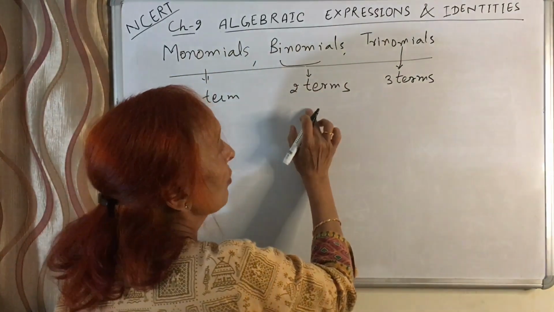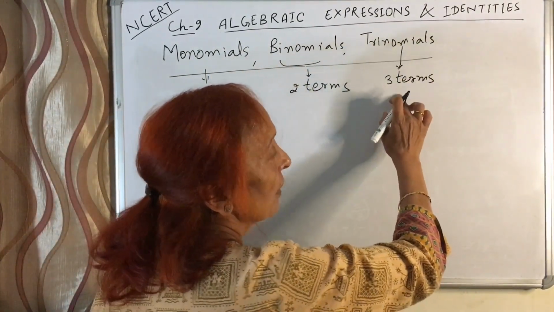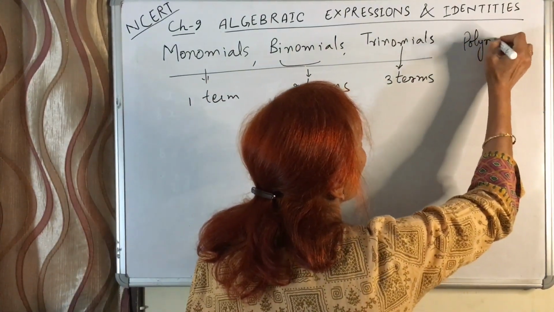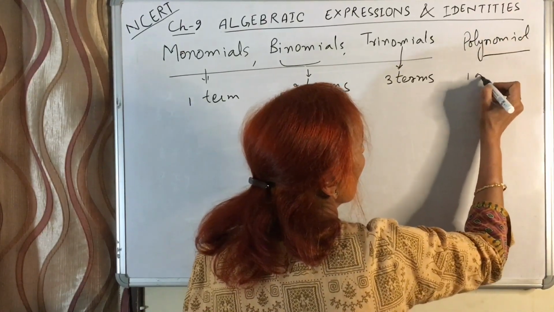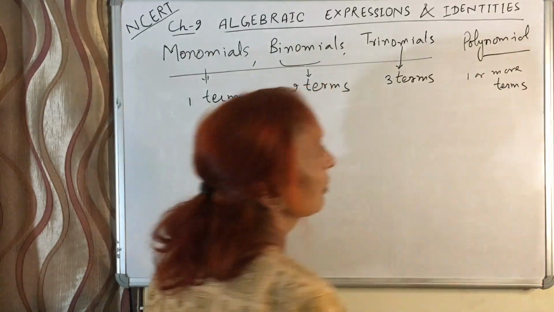Monomial is a polynomial having only one term. Binomial is a polynomial having two terms. Trinomial is a polynomial having three terms. What about polynomial? Polynomial can have one or more terms. Correct?